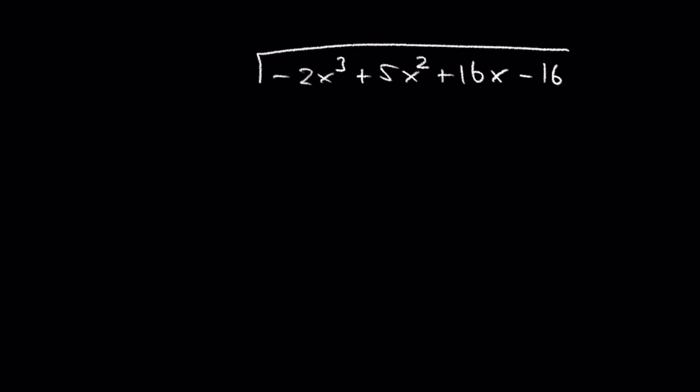Let's divide negative 2x cubed plus 5x squared plus 16x minus 16 by x minus 4. Negative 2x cubed divided by x is negative 2x squared. Negative 2x squared times x is negative 2x cubed. And negative 2x squared times negative 4 is plus 8x squared.